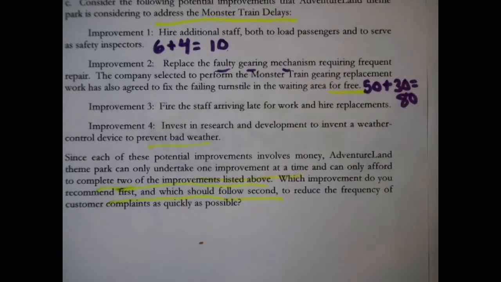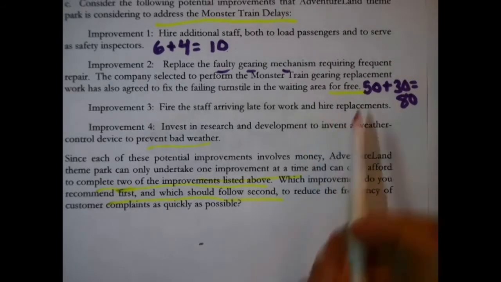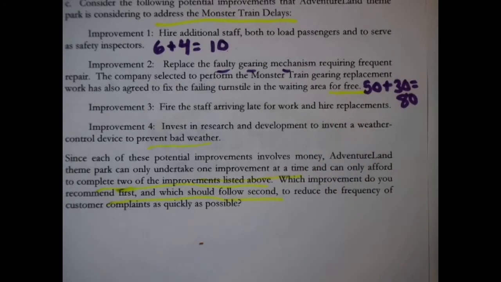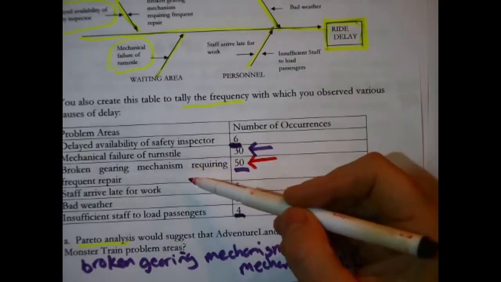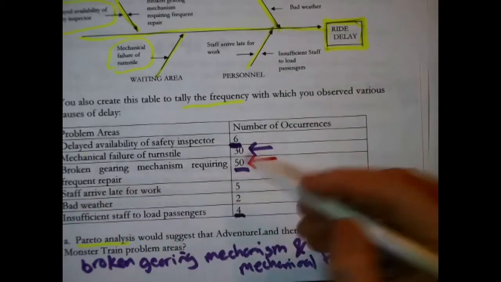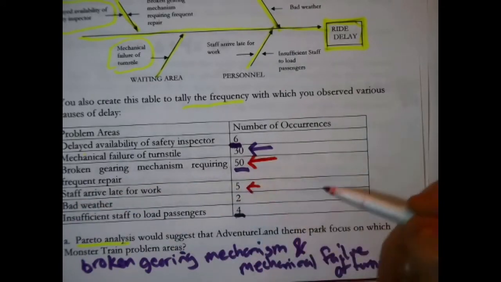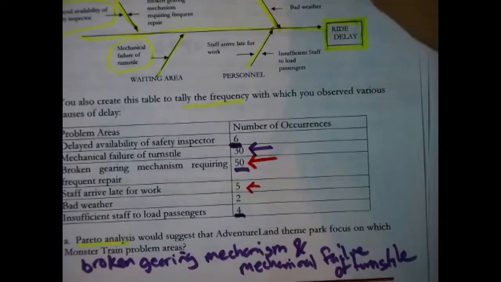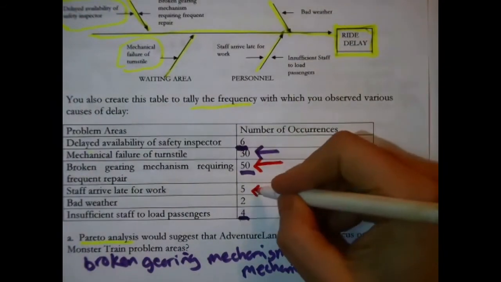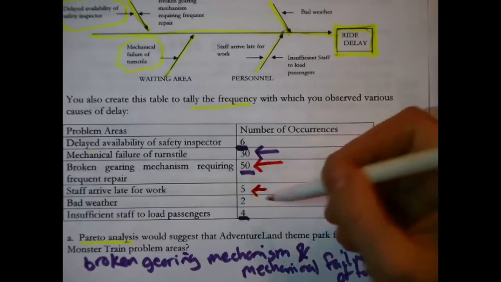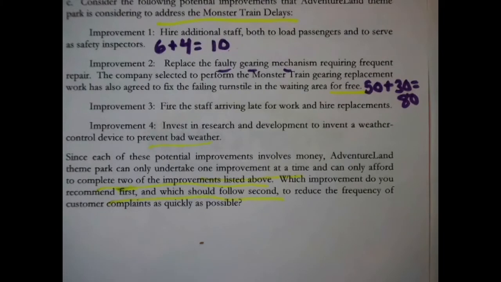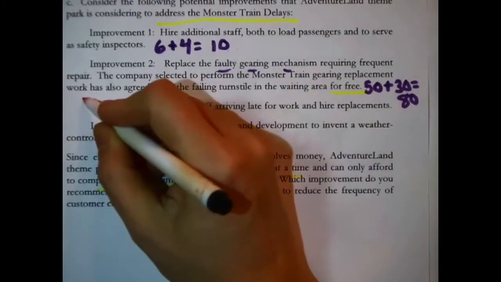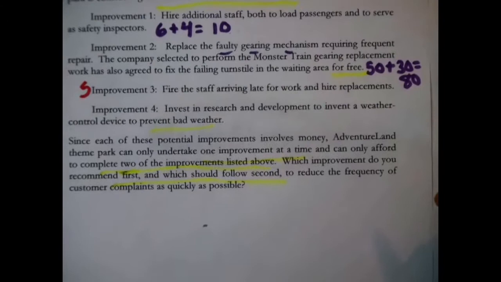Now let's keep going with this process. Fire the staff arriving late for work and hire replacements. All right, how would that have helped in the past? Scanning up and down, staff arriving late for work. This is the only category that I see. 5 occurrences in the past. Now we're only firing and replacing, so we're not increasing the size of the workforce, so we can't claim these other categories. So that is merely 5. Okay, I'm just going to make a little note there, 5 occurrences in the past.